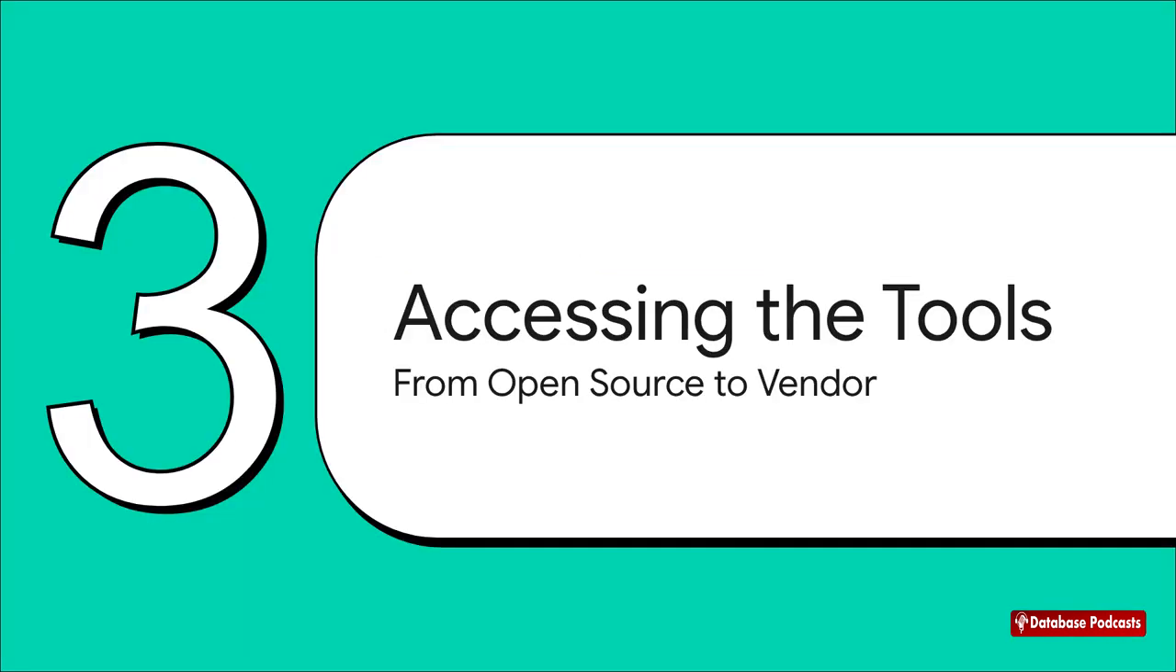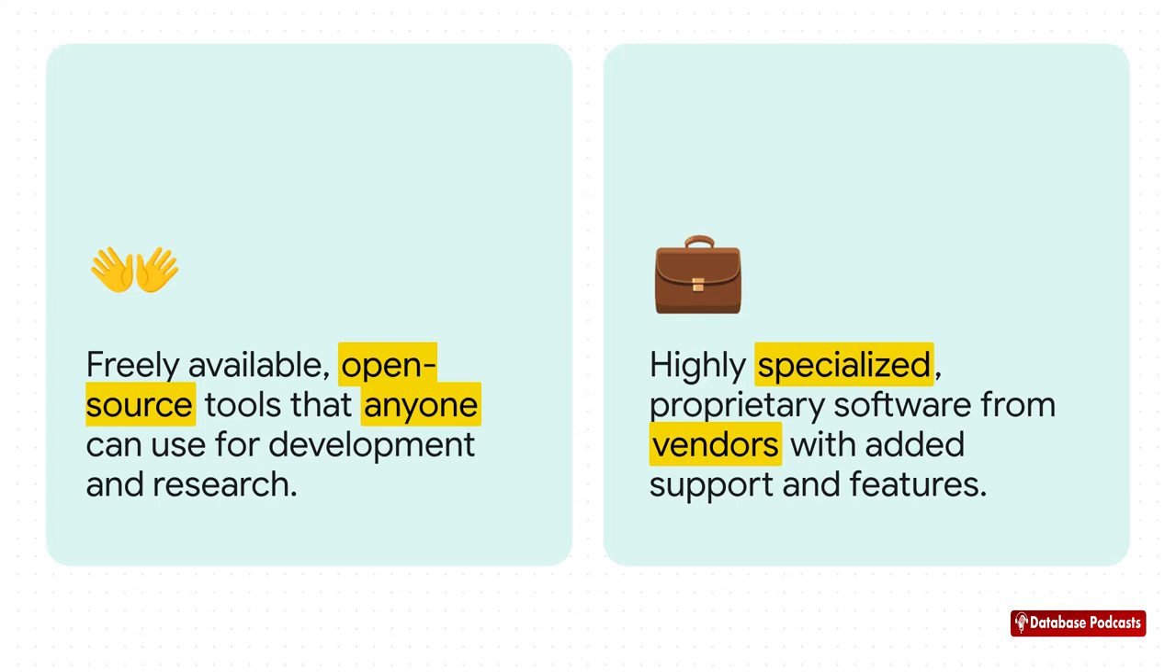All right, so we get how models are made. But where do you even get these algorithms in the first place? Can anyone just download one and get started? Well, the good news is algorithms are pretty much everywhere, all across this wide spectrum. On one end, you've got incredibly powerful tools that are totally free and open source for anyone to use. And then on the other end, you have this highly specialized proprietary software from big vendors that can cost a lot, but often comes with a ton of support and extra features.